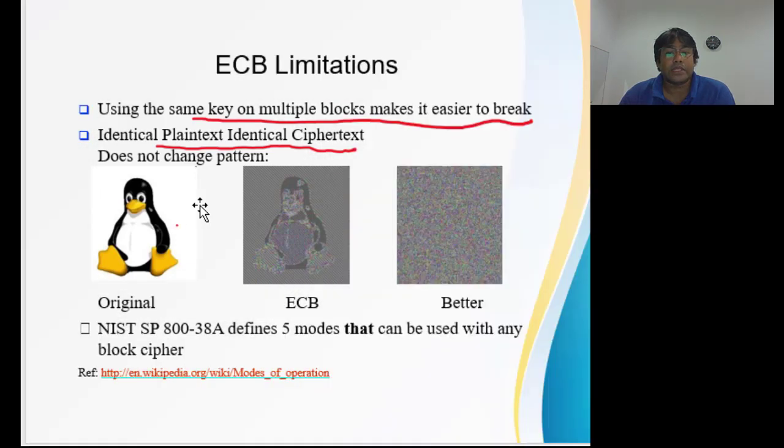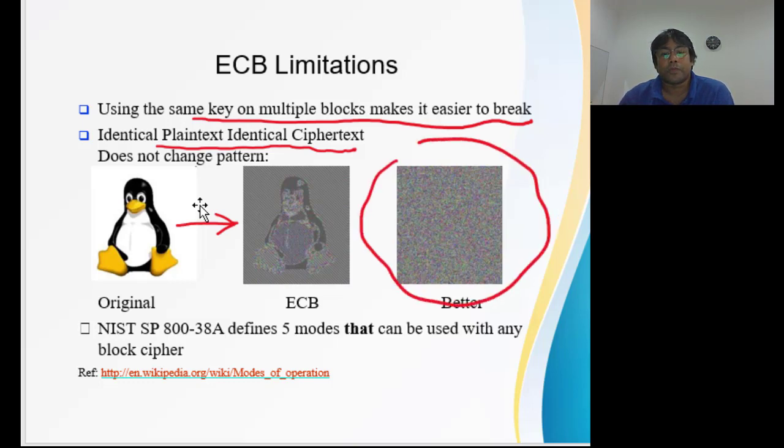Look, when ECB is applied, this kind of shape is received. Over here, due to identical plain text producing identical ciphertext, we will get something like this. Whereas our expectation is something like this. We need the things in such a way that no one can assume, no one can predict.